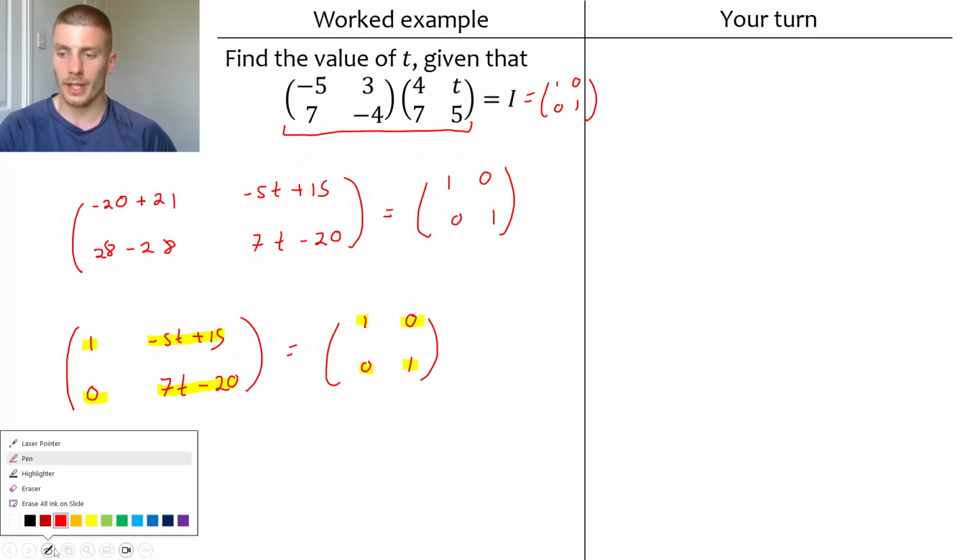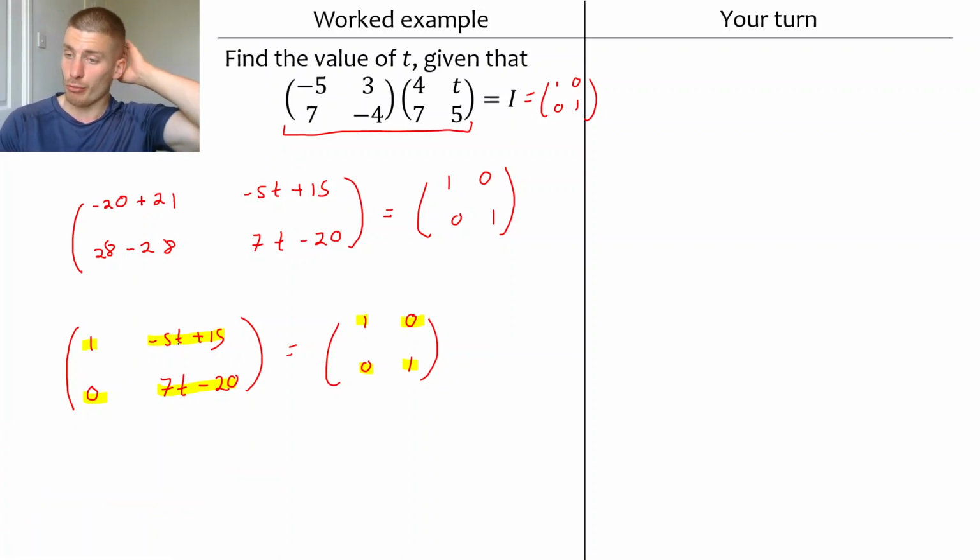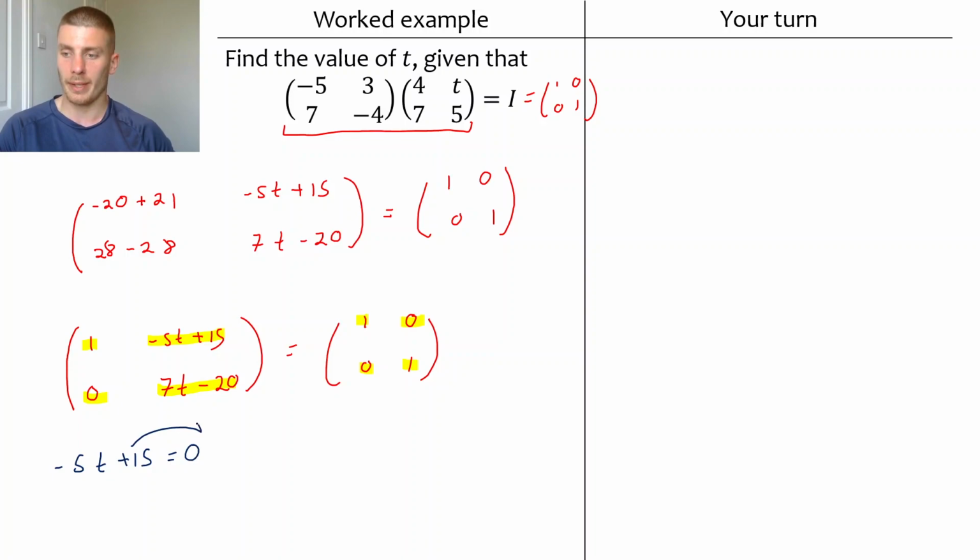So if we look at the top right term, minus 5t plus 15, that should be equal to 0. Solving this, we get the plus 15 onto this side by taking it away. So minus 5t is equal to minus 15. And then divide through by negative 5. Negative 15 divided by negative 5 will give you t being equal to positive 3. So t should be equal to 3, and that is our answer.